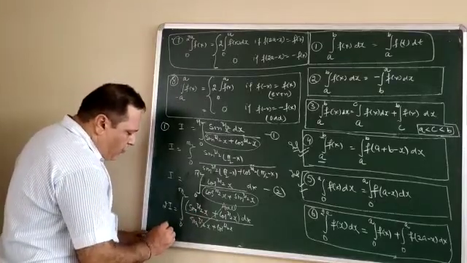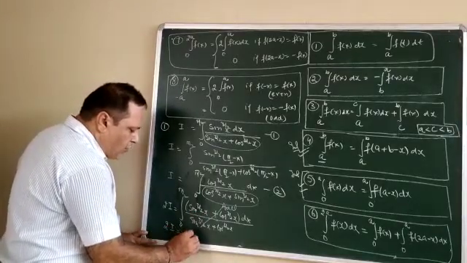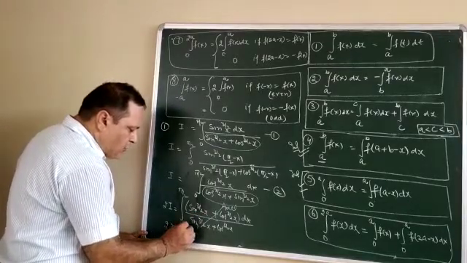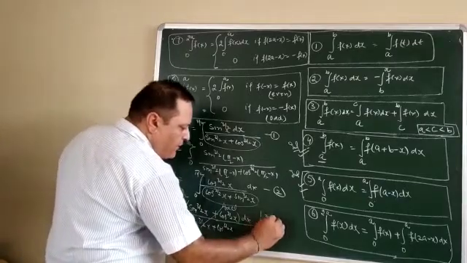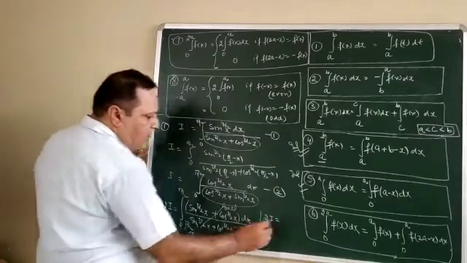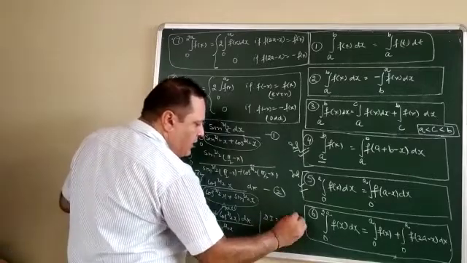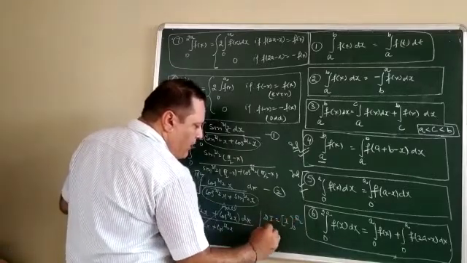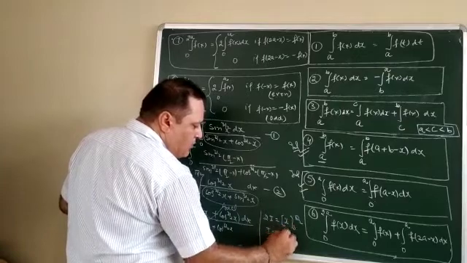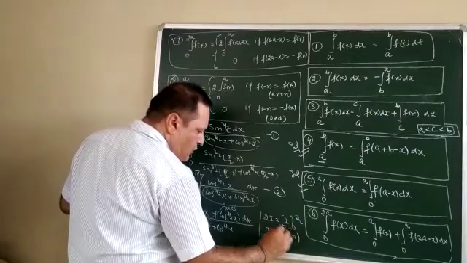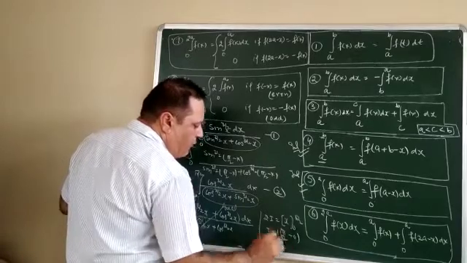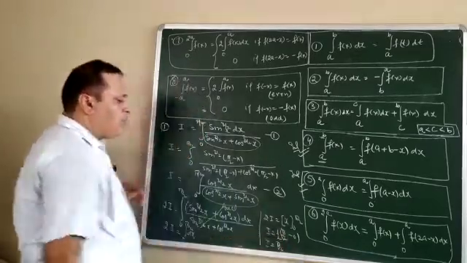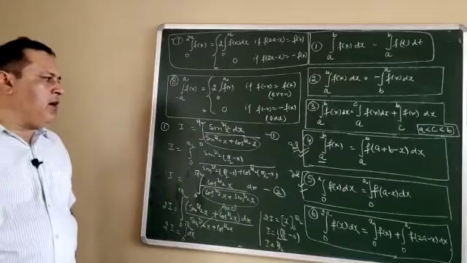What is left? 2I equals integration of dx from 0 to pi by 2, that is x, limit 0 to pi by 2. I is equal to pi by 2 minus 0, divided by 2. Your answer is pi by 4. So this is the use of the property to simplify a question.